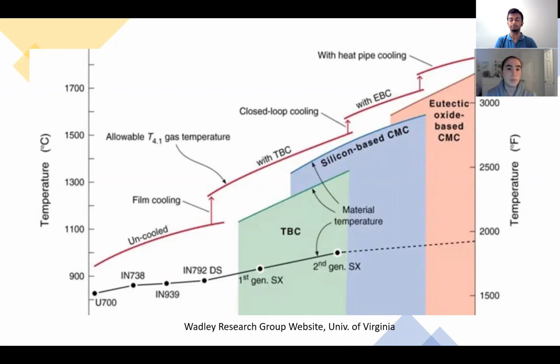This is another graph that shows how the processing changes the temperature that it can function at. Different processing methods will increase the maximum temperature even further. So silicon carbide can go up to around 1300 to 1500 Celsius, versus these new oxide-based ceramic matrix composites, which can reach temperatures around 1800 Celsius depending on how they're processed.